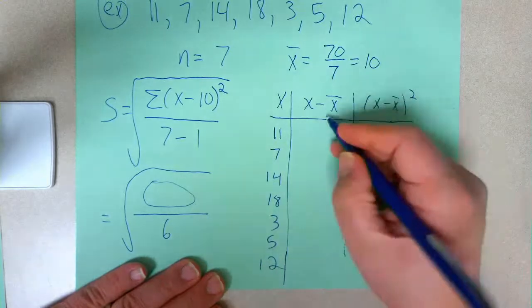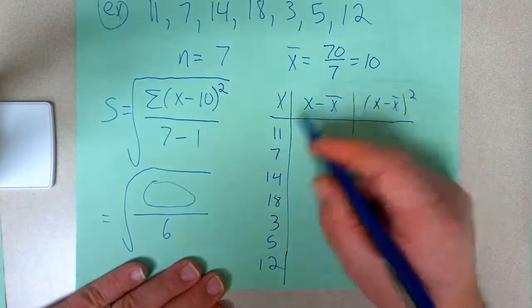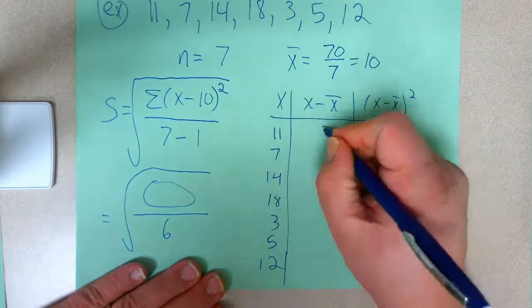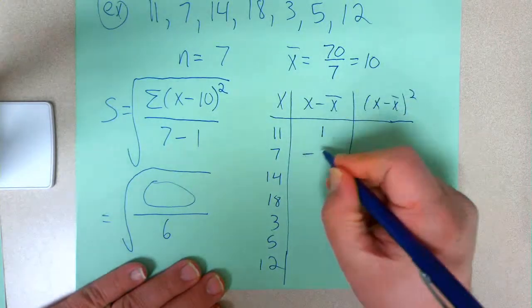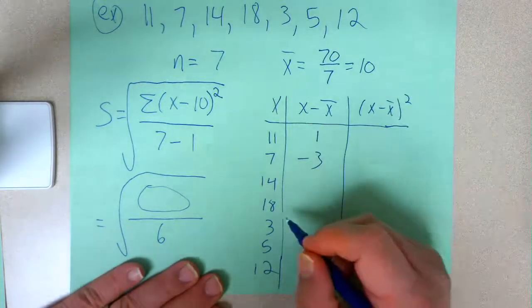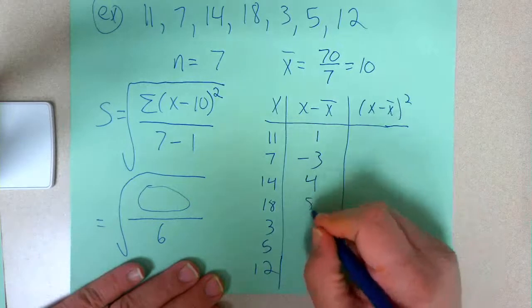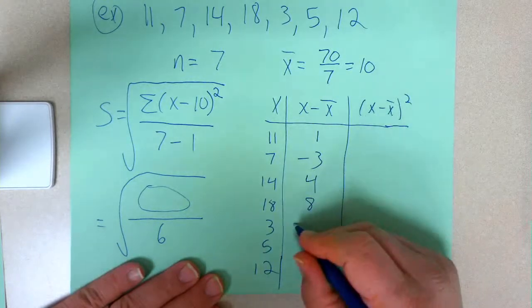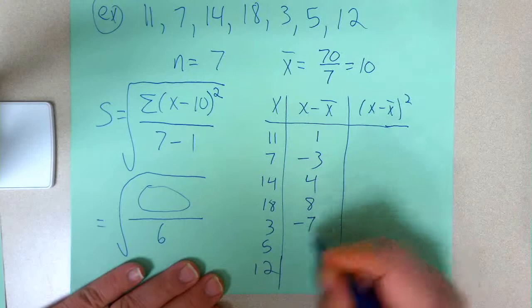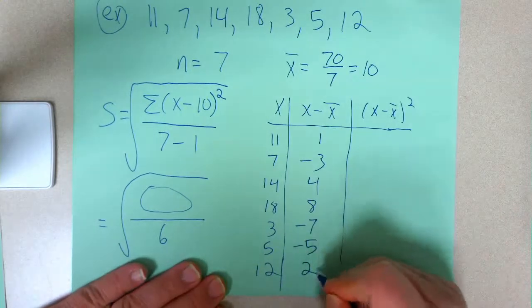And now these are the deviations, so how far they deviate either above or below the mean. So 11 minus 10 is 1, 7 minus 10 is negative 3, 14 minus 10 is 4, 18 minus 10 is 8, 3 minus 10 is negative 7, 5 minus 10 is negative 5, 12 minus 10 is positive 2.